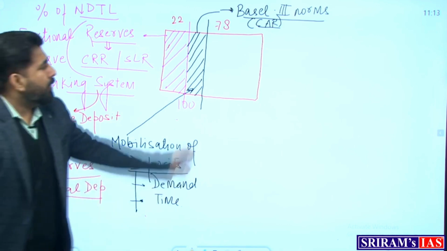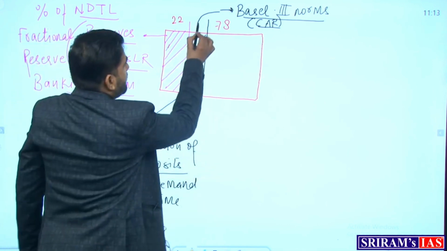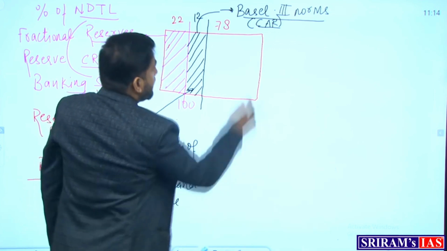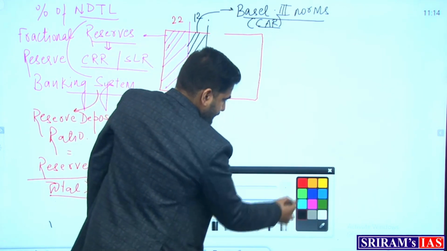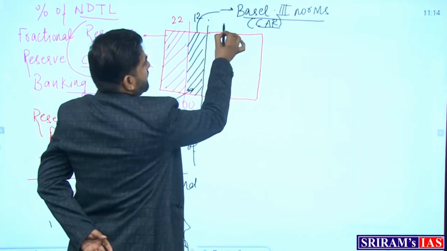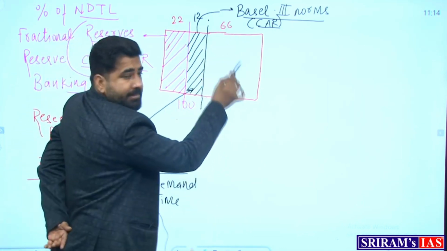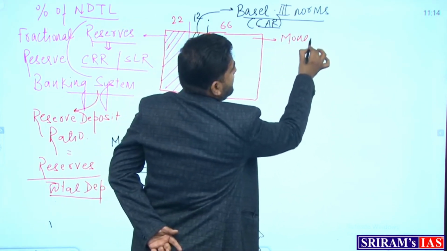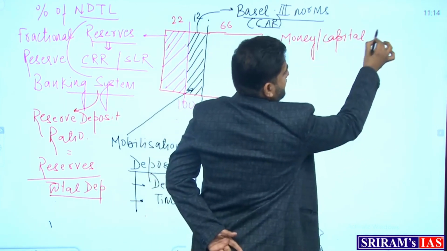Clear? Now suppose 12 rupees have gone here. So how much is left now? Out of 78, if 12 rupees have gone, how much is left now? That's 60. Now you see, this is the money that is left for lending, or capital left for lending.